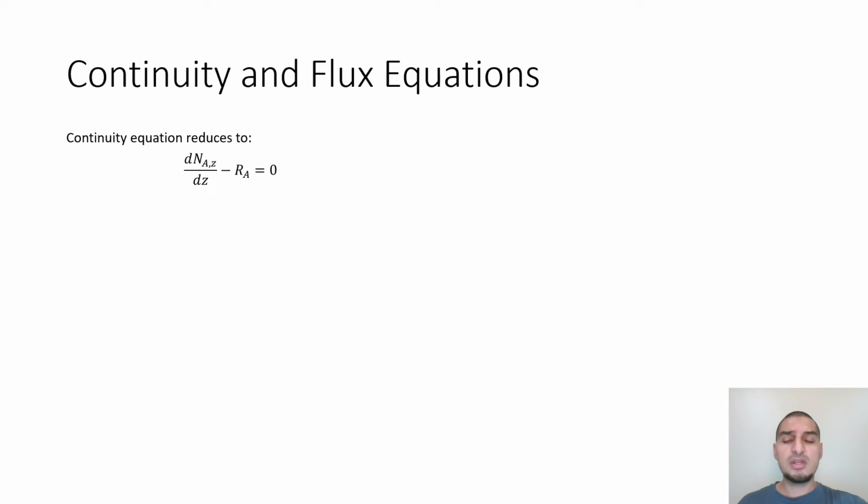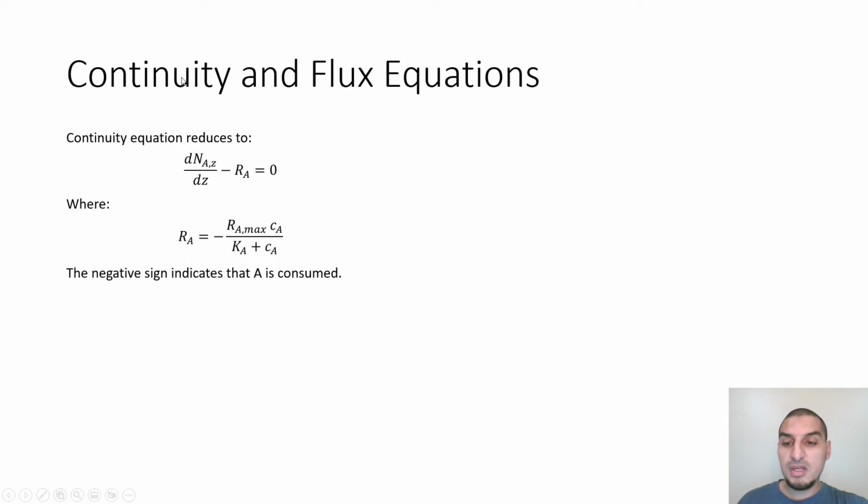So the continuity equation will reduce to this form. It's one-dimensional. There is no unsteady state term. We have one dimension, so it's going to be d by dz. So it's very, very simple. And I know that the rate equation takes this form. This is the form that we know. And we just put the negative sign because A is getting consumed, it's not produced. So this is the shape of the equation.